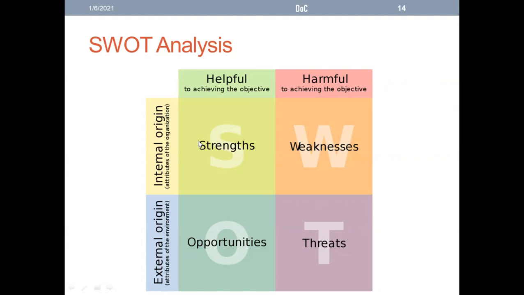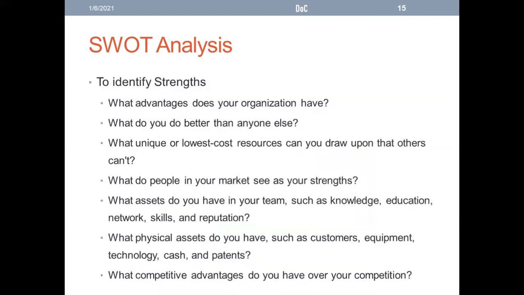So I hope you have understood. So what we can do is we have to find out the points according to these four categories. So then we can get an idea about our particular organization so that one by one I will go through briefly. So to identify the strengths, right? So what we have to do is first, we have to identify the strengths. So in order to identify the strengths, just we can find out answers for these type of questions.